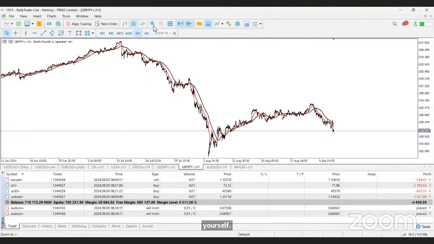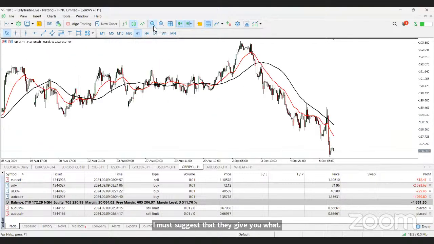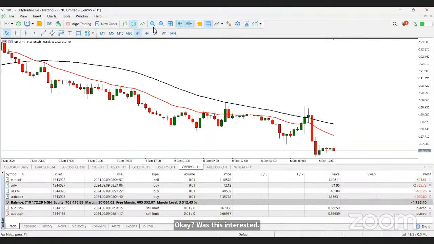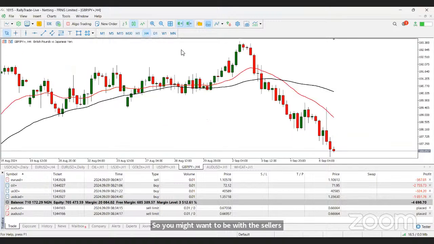But since you're interested, the trend is down. The trend is down, not up. So you might want to be with the sellers. But I think you should just wait a little bit for the price to go up more. Then you can place a sell for JPY.